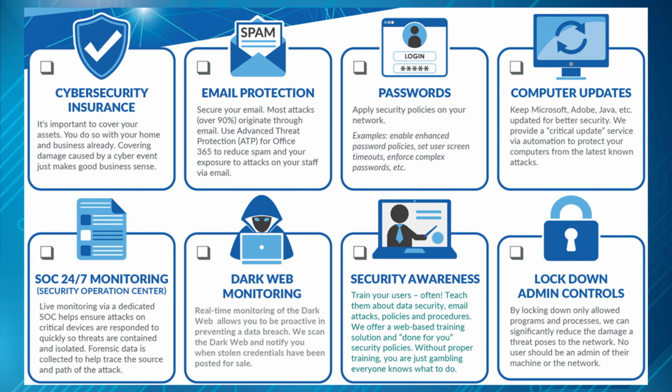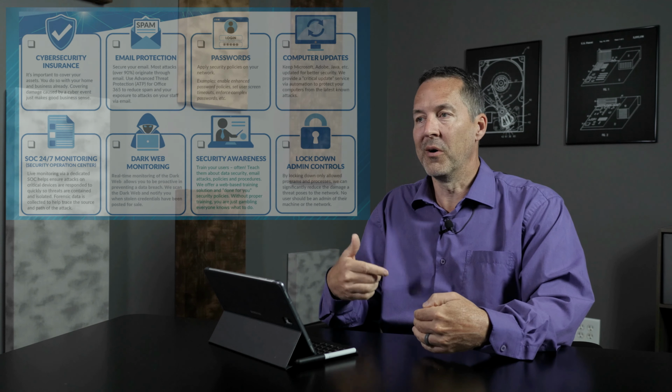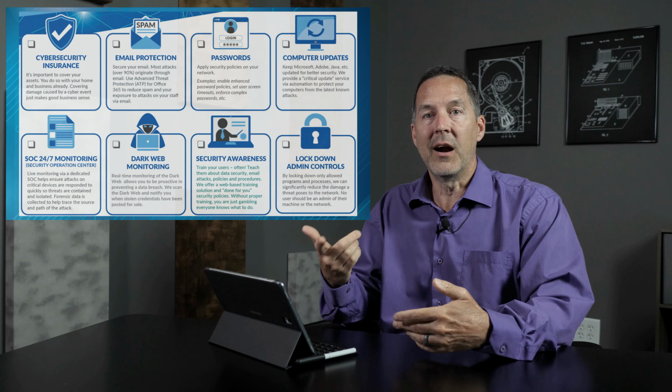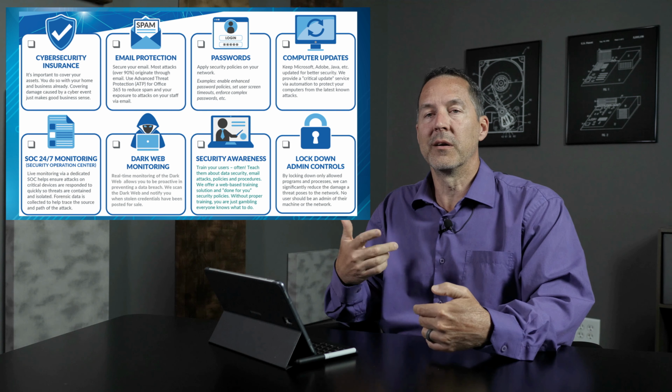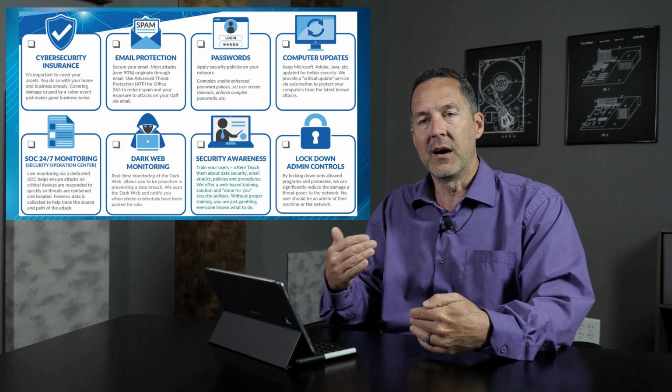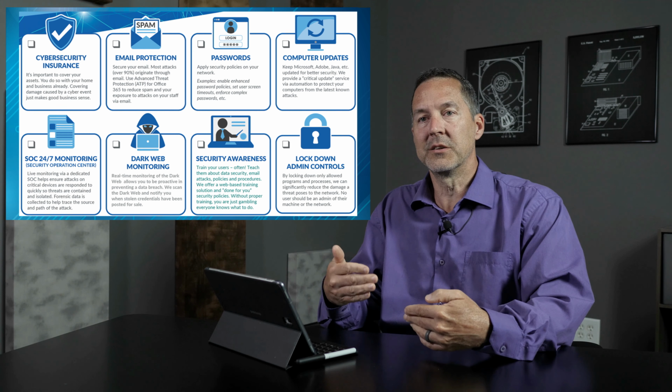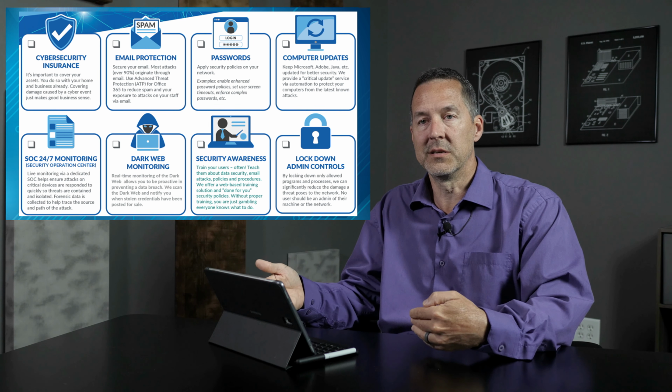The next item is lockdown admin controls. Think of this as whitelisting for your network. Any programs that are allowed on the network are obviously allowed. You're able to install them and run them, no problem. But if someone wants to go out and install a coupon clipper, or a virus tries to install malware, things of that nature, if it's not on the allowed list, then it's not going to be allowed to be installed.